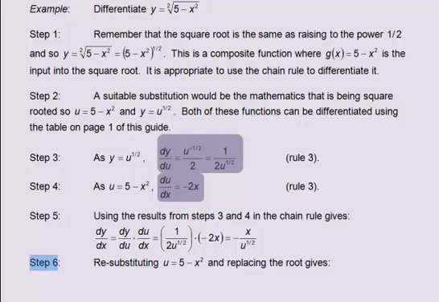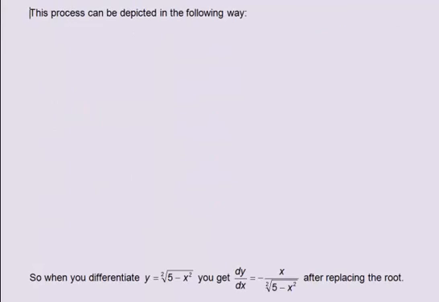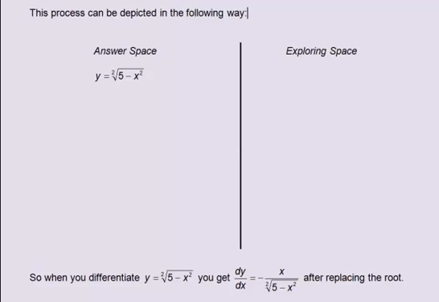Step 6. Resubstituting u equals 5 minus x squared and replacing the root gives dy by dx equals minus x divided by 5 minus x squared all to the power a half, which equals minus x divided by the square root of 5 minus x squared. This process can be depicted in the following way. Question: differentiate y equals the square root of 5 minus x squared.